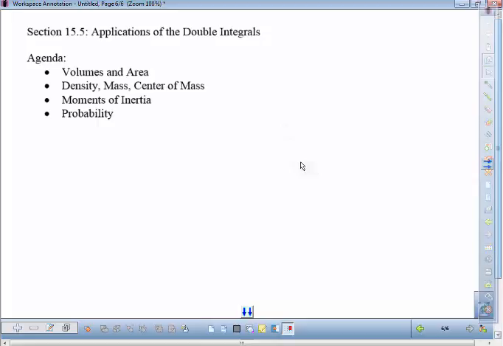I know, physics, but we got to do some. But before we get to the mass and density and stuff like that, let's talk about volumes and areas.